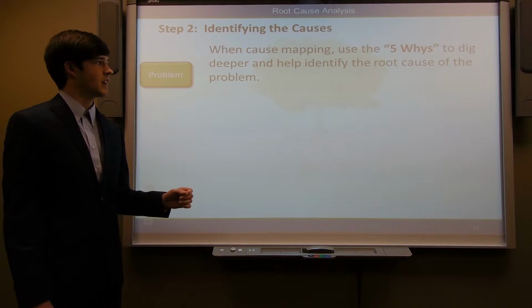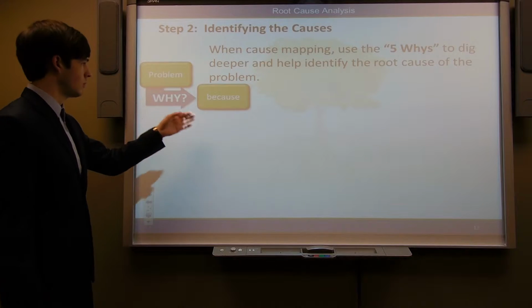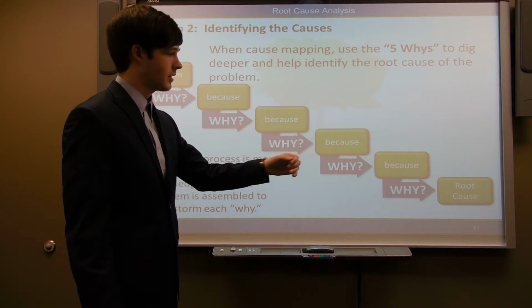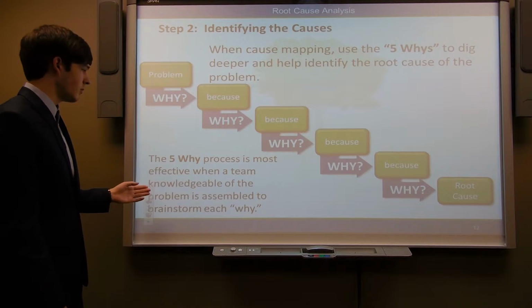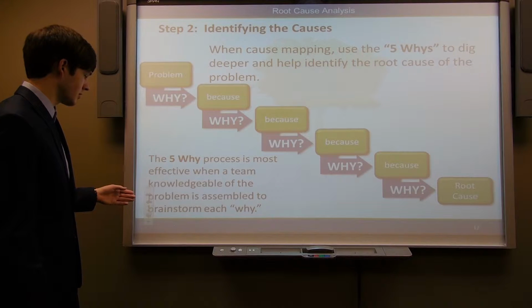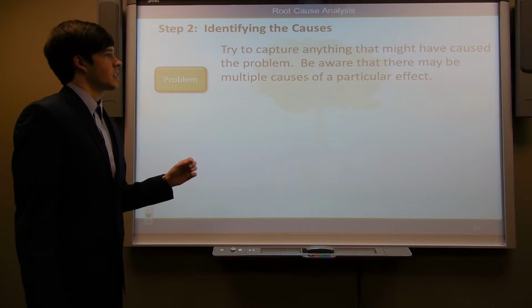When cause mapping, use the 5 whys to dig deeper and help identify the root cause of the problem. Problem, why because, why because, why because, why because, and why, which is the root cause. The 5 why process is most effective when a team knowledgeable of the problem is assembled to brainstorm each why. Try to capture anything that might have caused the problem.